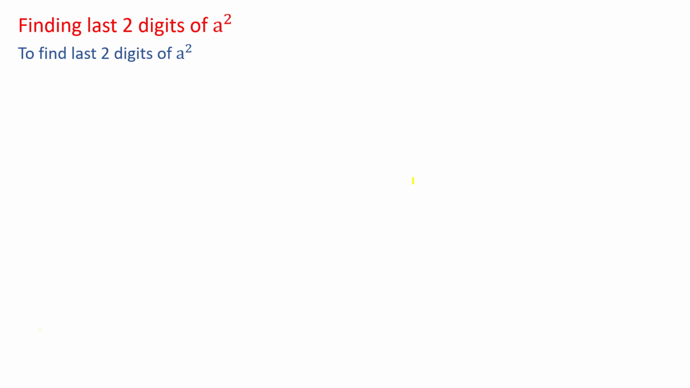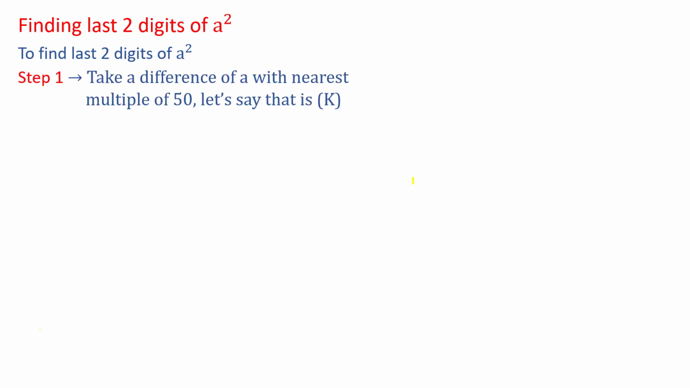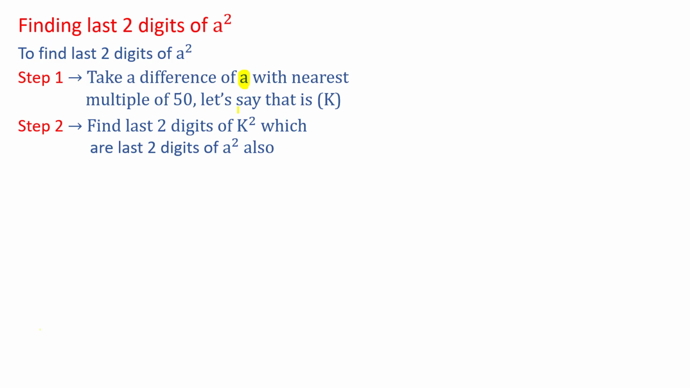After this, the next part is how to find the last two digits of a to the power b. But before that there is some pre-requirement. The pre-requirement is we need to know how to find the last two digits of a square. The first step is to take the difference of a with the nearest multiple of 50, and let's say that difference is k. The second step is to find the last two digits of k square, and those last two digits of k square represent the last two digits of a square also.